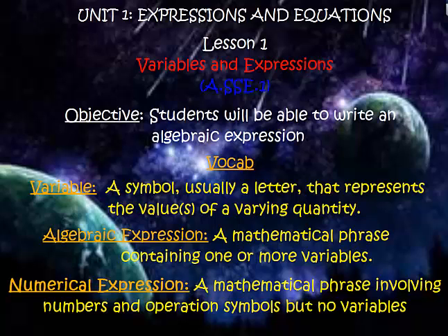A numerical expression is a mathematical phrase involving numbers and operation symbols, but no variables. An example of a numerical expression would be something like 3 plus 7. An example of an algebraic expression would be 4 plus x. Notice that in neither of those examples did I say equals. That's why they're expressions, not equations. That's an important thing to keep in mind: right now we are just dealing with expressions.